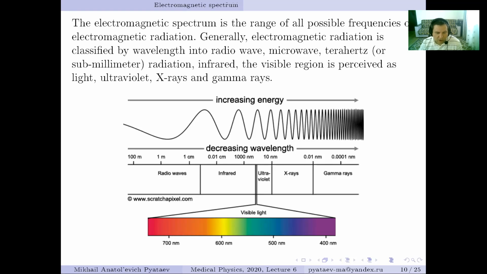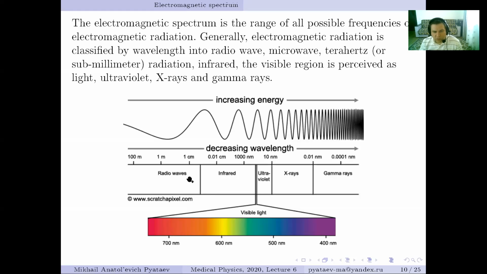In our everyday life, we deal with radio waves, which can have wavelengths from a few kilometers to a few centimeters. All this range is called radio waves. And after these radio waves, between 1 centimeter and 1 millimeter, there is a so-called terahertz radiation.